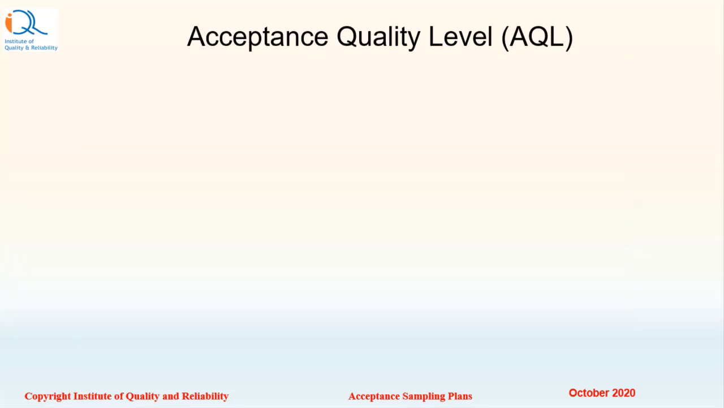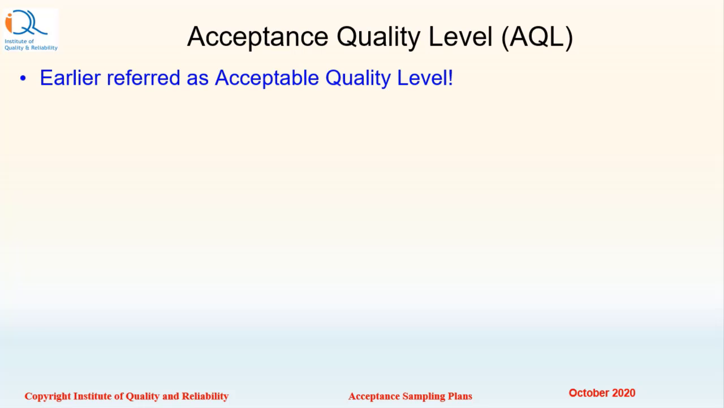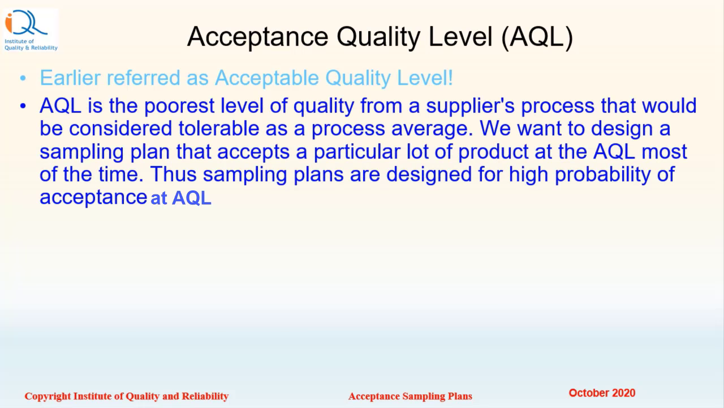Let us understand the concept of acceptance quality level, popularly known as AQL. Earlier this was referred as acceptable quality level. AQL is the poorest level of quality from a supplier's process that would be considered tolerable as a process average. We want to design a sampling plan that accepts a particular lot of product at the AQL most of the time. Thus, sampling plans are designed for high probability of acceptance at AQL.